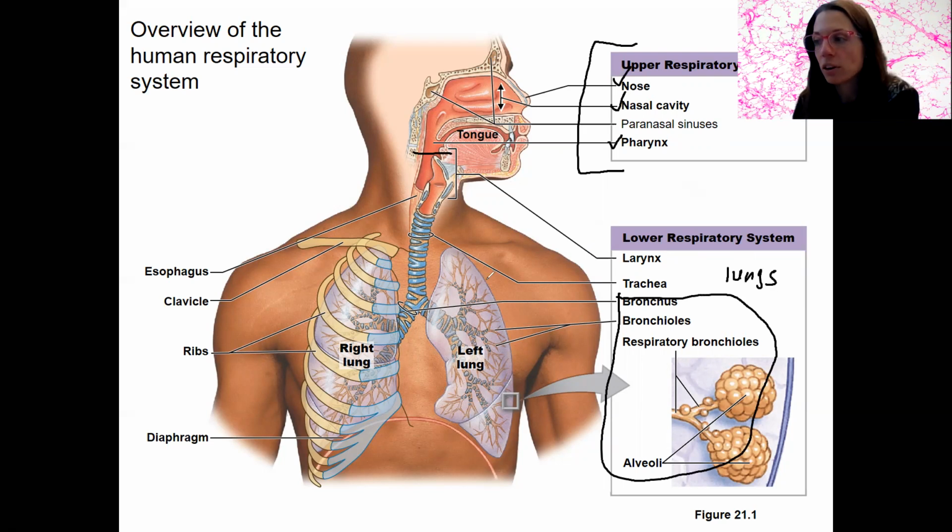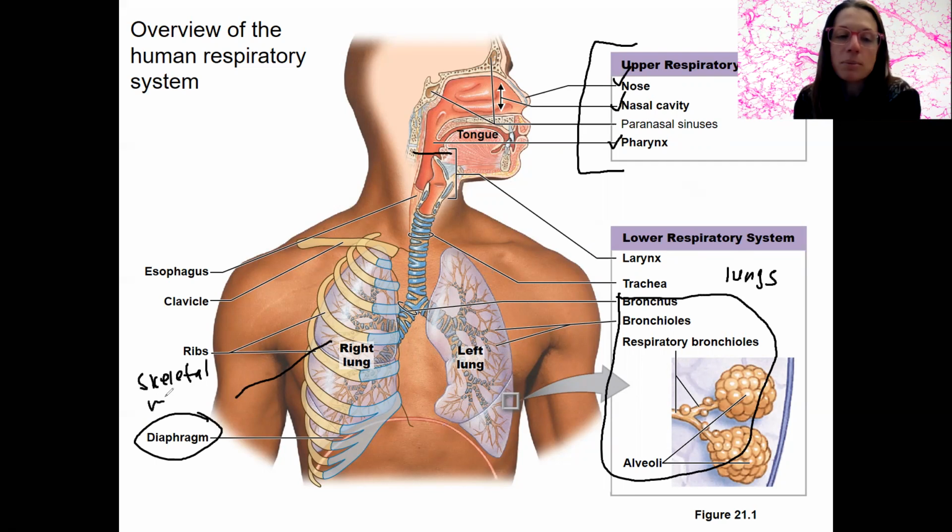There's a couple other respiratory structures that are secondary. So diaphragm and the muscles of the ribs. There's muscles, skeletal muscles in between each of your ribs. These are skeletal muscles that are important for respiration as well, because they're going to allow our thoracic cage to change volume and allow air to go in and out.